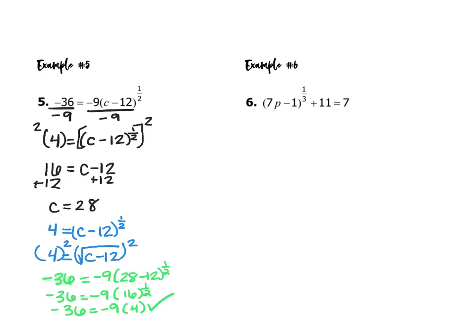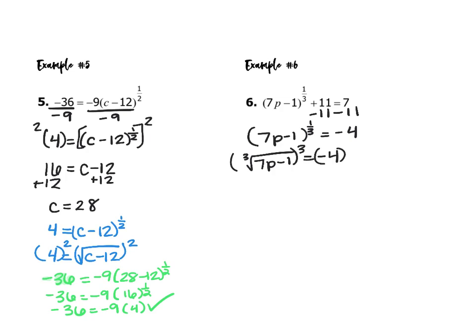Looking at example number 6, the first thing I'm going to do is get rid of this 11. So I've got 7p minus 1 to the 1/3 equals negative 4. Or I can write this as the cube root of 7p minus 1 equals negative 4. I'm going to cube both sides.